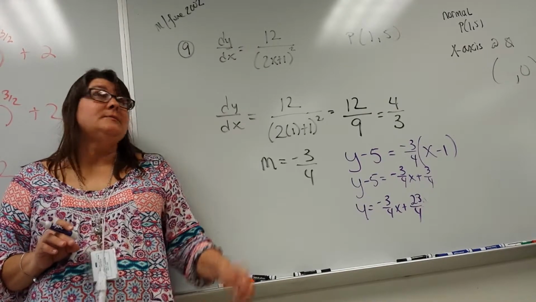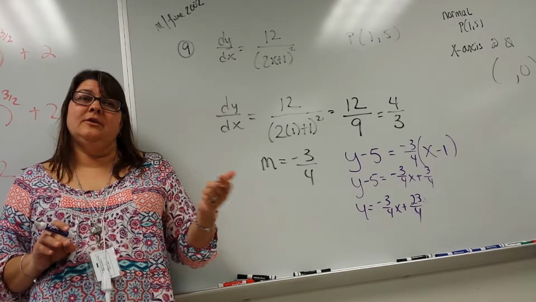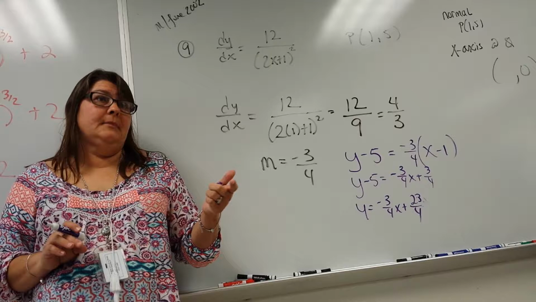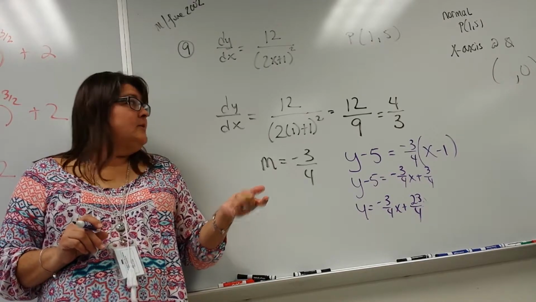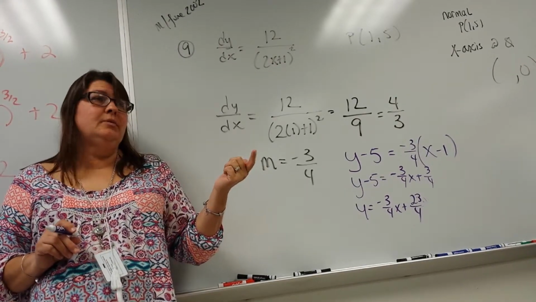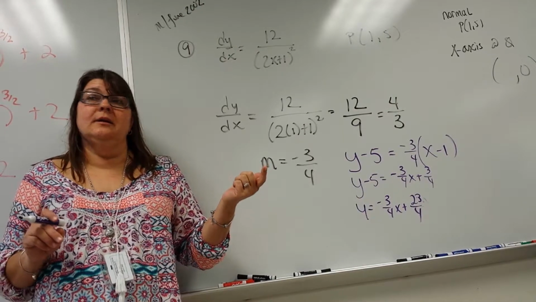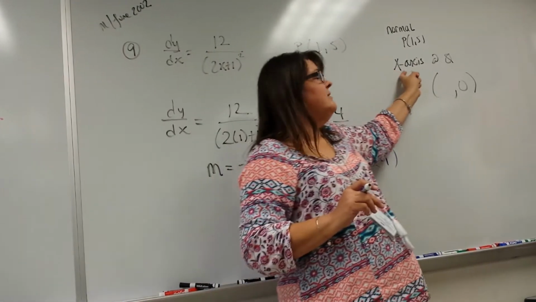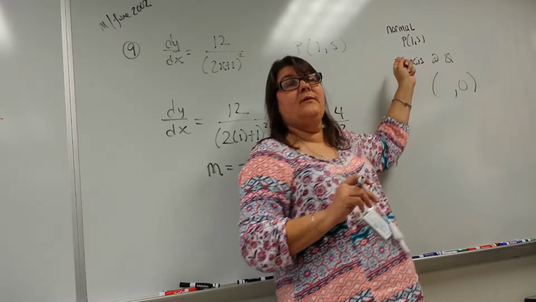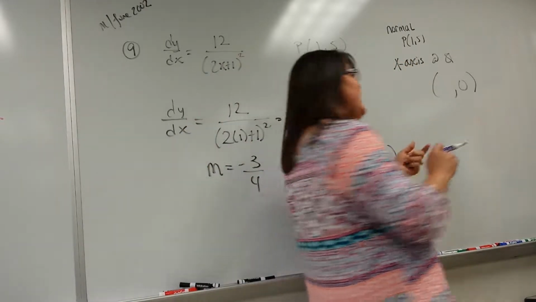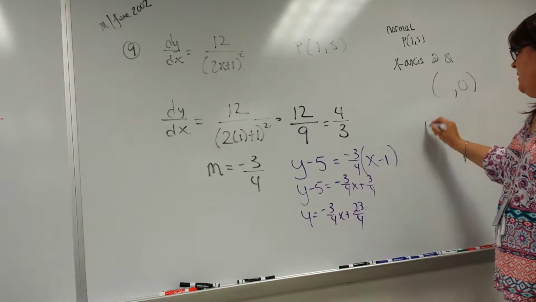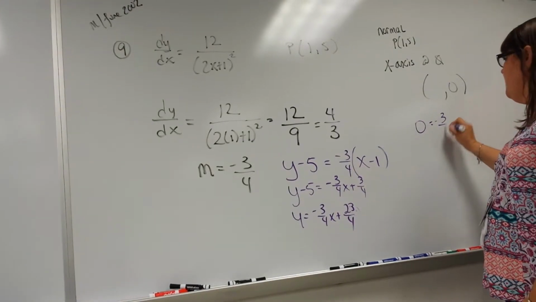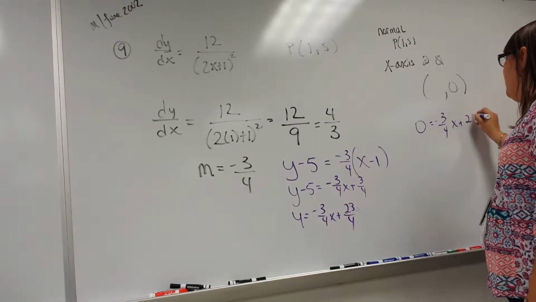Ultimately, what are they looking for here? They're not really looking for your equation. They're looking for your point. So what do I need to do? Plug in 0 for y, because it says it meets the x-axis at Q. If it meets the x-axis, it's the x-intercept, so y is 0. So 0 is equal to negative 3/4 x plus 23/4.